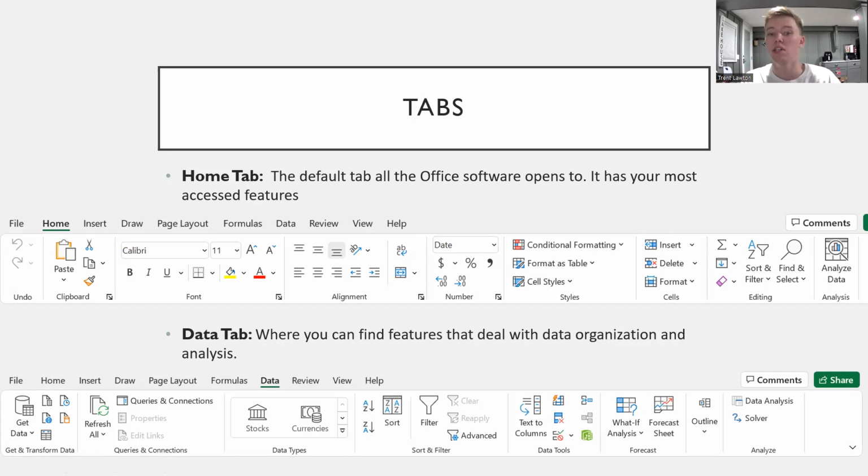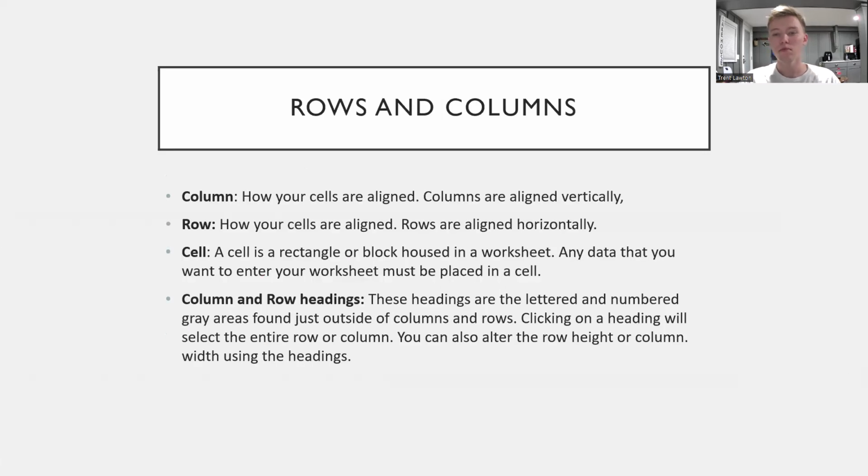The Data tab is where you can find features that deal with data organization and analysis. So the Data tab is where the sort and filter functions are. I just want you guys to know that is where they have individual buttons for the sort and filter. There's a few ways you can get to the sort and filter function, but we are going to use the sort and filter function from the Home tab most of the time.